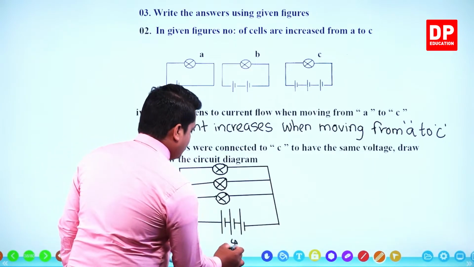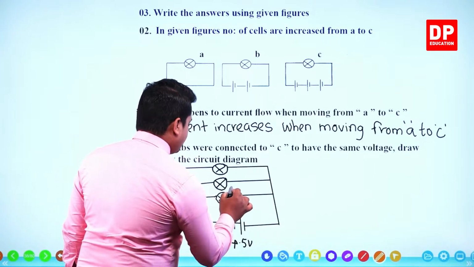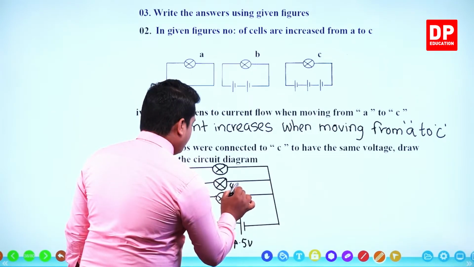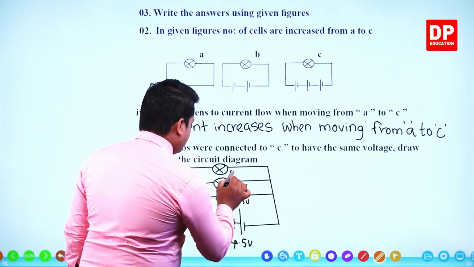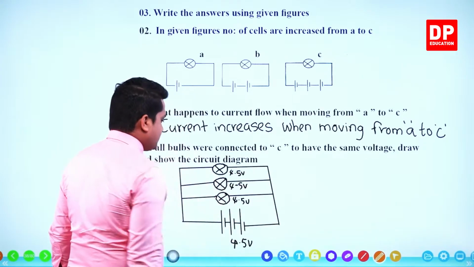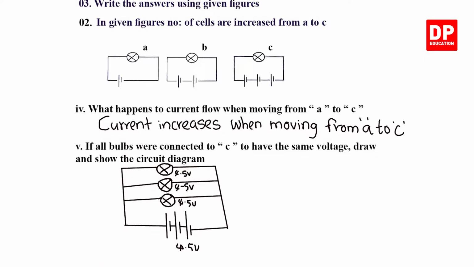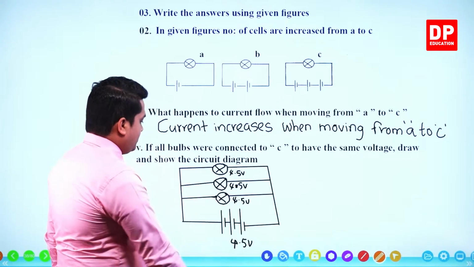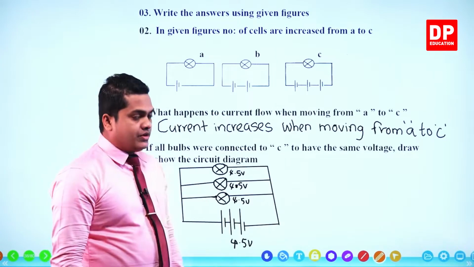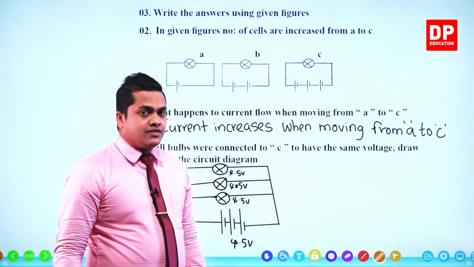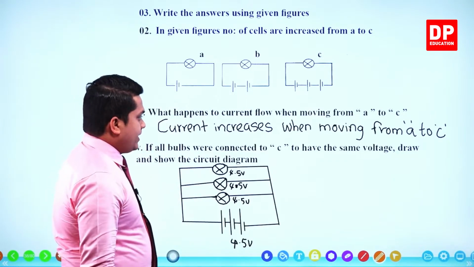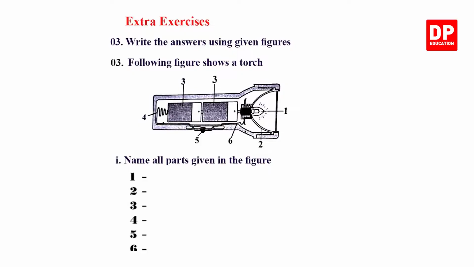So, here voltage is 4.5 volt. So, this one is also having 4.5 volts. This one is also having 4.5 volts, as all of these things are connected in a parallel manner. Right, parallel connection is going to give out same potential difference across all the equipments connected to the circuit. Right then, so we'll move on with the next question.